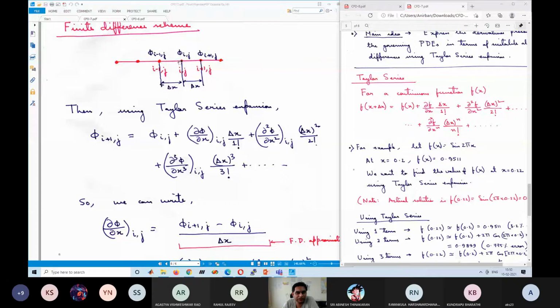So first we will try to find a method of finding the first derivative. Then we will try to find a method for second order derivatives. And then we will try to find mixed derivatives. So first derivatives are del phi del x, del phi del y. Second order derivatives are del square phi del x square, del square phi del y square, and the mixed derivative is del square phi del x del y.